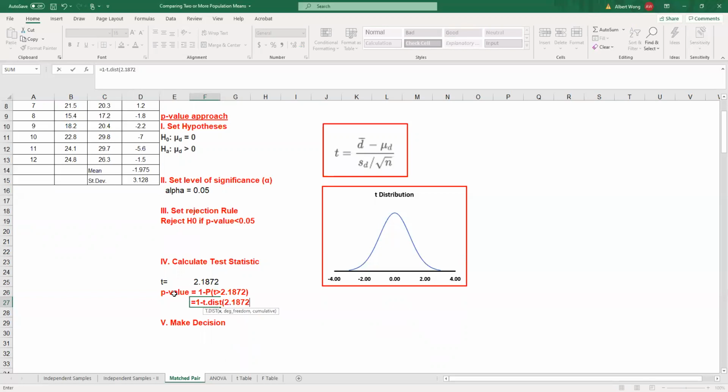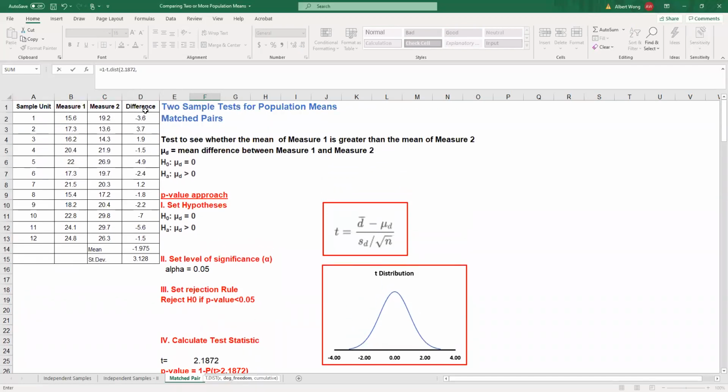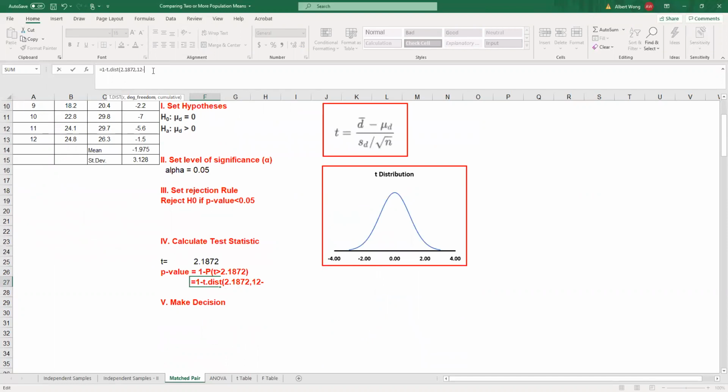And now, what is the degree of freedom? Well, the degree of freedom is actually very simple. This is a one sample test of the difference. So if it's a one sample test, the degree of freedom is just n minus 1, as we learned before. N is equal to 12, so the degree of freedom is 12 minus 1, and that's all we have to worry about. The degree of freedom formula is actually pretty straightforward. And so this is 0.0256. Do we have to multiply the number by 2? Of course not, because this is an upper tail test.